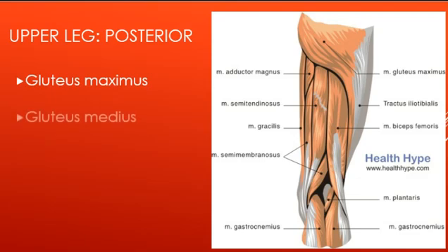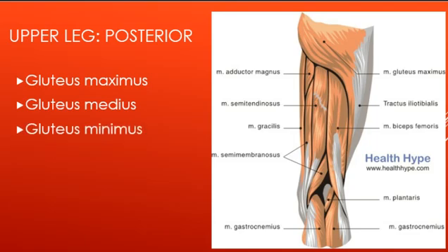Okay. We're going to see a gluteus medius. That's going to be in the middle. Can we see it in this picture? I don't think we can see it. It's underneath the gluteus maximus. And we have the gluteus minimus too, all underneath here.